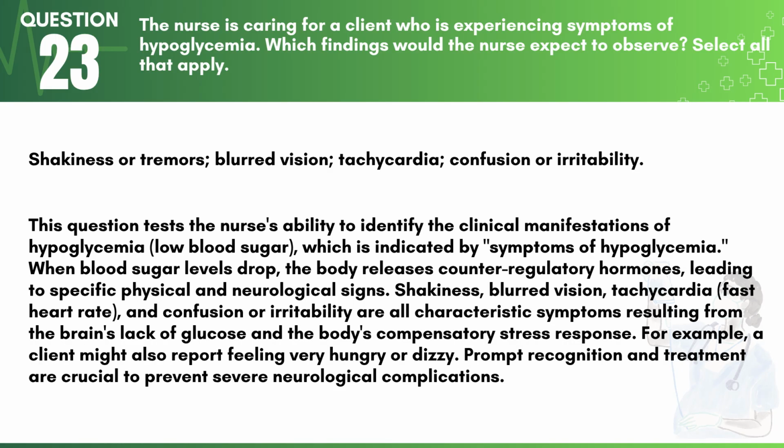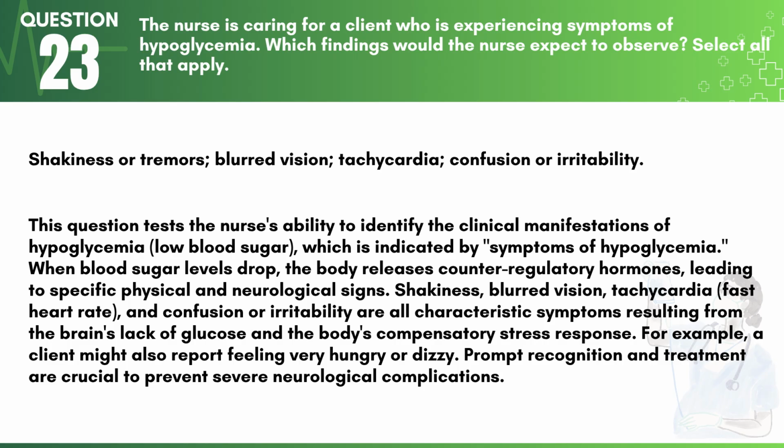Answer: shakiness or tremors, blurred vision, tachycardia, confusion or irritability. This question tests the nurse's ability to identify the clinical manifestations of hypoglycemia, low blood sugar, which is indicated by symptoms of hypoglycemia. When blood sugar levels drop, the body releases counterregulatory hormones, leading to specific physical and neurological signs.